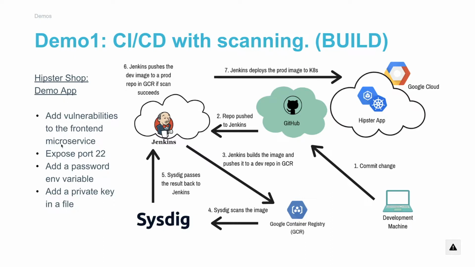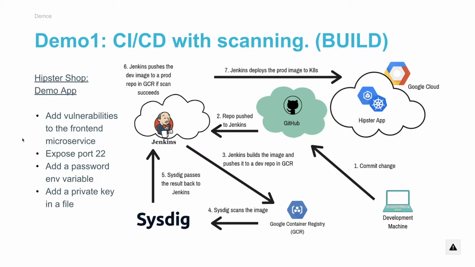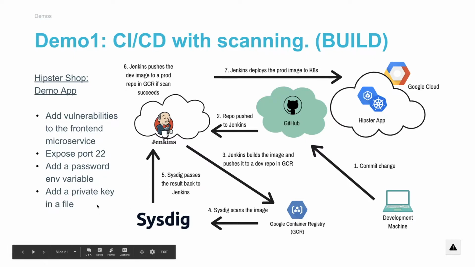So I'll add a vulnerability to the front end. I'm going to expose port 22 in the Dockerfile, which you should never do. I'm going to add a password as an environment variable as well, and finally add a private key inside of a file. So doing all kinds of bad things that you shouldn't be doing in a production environment, just to show you how we're going to catch all these with Sysdig scanning capability.